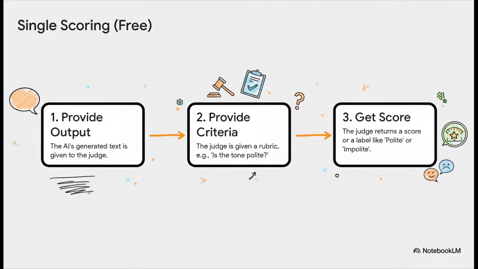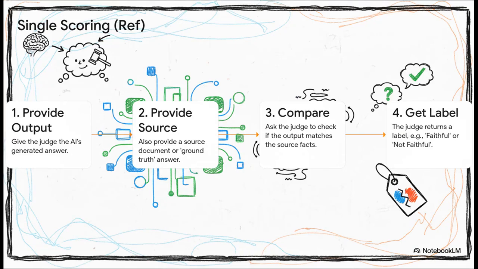Next, we have single scoring, but this one is reference-free. That's a key phrase. It means you don't need a perfect golden standard answer to compare against. You just hand the judge a single AI response and a scorecard. You tell it, hey, on a scale of 1 to 5, how polite is this? Or is the tone professional? This is a game changer for automatically checking the quality of your AI live in the wild. And the third method is also single scoring, but this time it's reference-based. And this is your number 1 weapon against hallucinations.